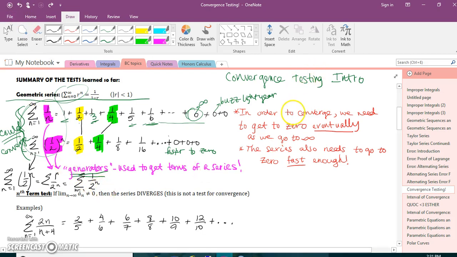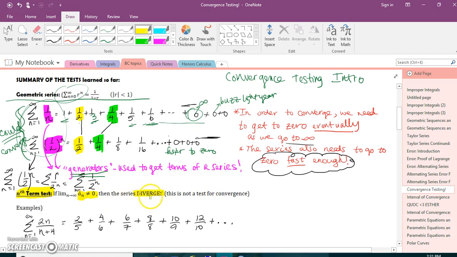So what we had said again is in order to converge, we need to get to zero eventually as we go to infinity. But here's the key. The series is going to need to go to zero fast enough. So this one goes to zero faster than this one, but we still haven't decided if they get to zero fast enough. So here was the nth term test. This is the first test that you learned in class today. The nth term test said that if you have a series, and when you do the generator and you get your terms, if the terms do not go to zero eventually, the series 100% diverges.